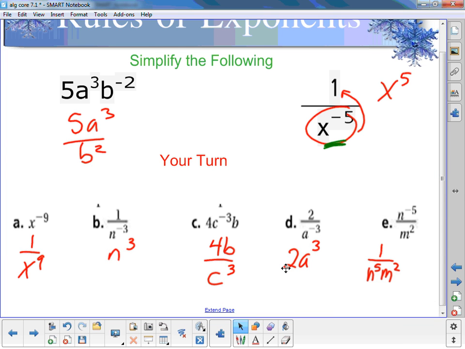So here's the answers that you should have gotten. I just want to take a second to talk about this one here that's circled. No matter where the negative exponent is, you have to move it and lose it. So in this case, it was in the denominator, so it moves to the numerator and becomes x to the fifth. So hopefully you got those done.